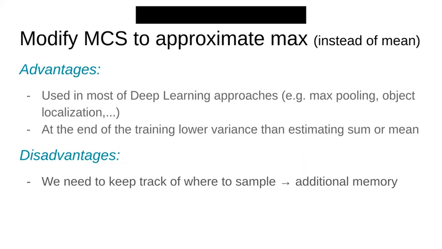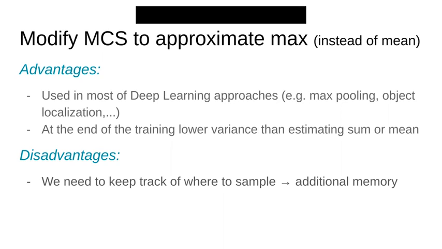For instance, we can try to approximate max. In many deep learning models, we need to compute the max of some variables. For instance, a very commonly used kind of pooling is max pooling, where we pool the maximum value within a certain region of interest. And also for object localization, if you think about it, we have many possible locations where an object can be, and we select the location that scores the highest. So again, we compute a max to localize the object.